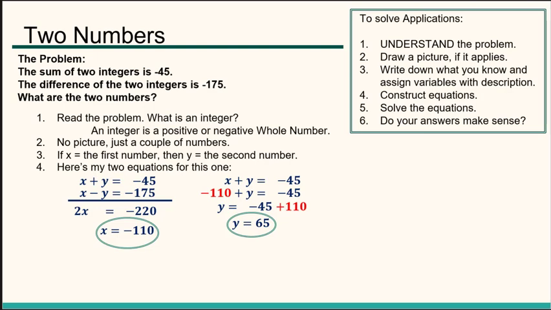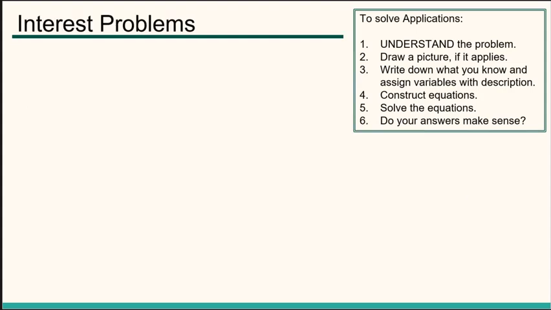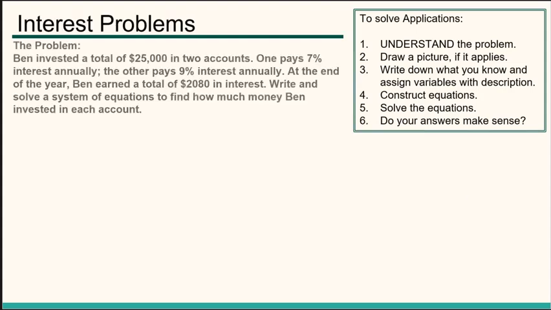Now let's check to see if this makes sense. Is negative 110 plus 65 equal to negative 45? Yes, it does. What about negative 110 minus 65? Is that negative 175? Yep, it is. Bam! We got it. So let's go and do an interest problem. We leave our directions up here on our interest problems, and I'll be following those steps.